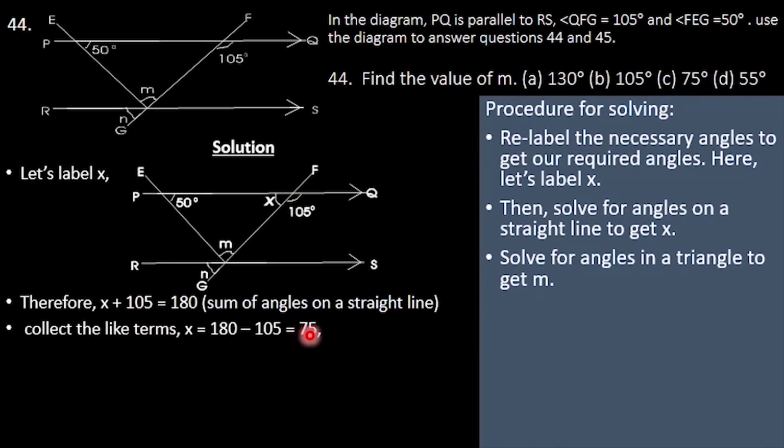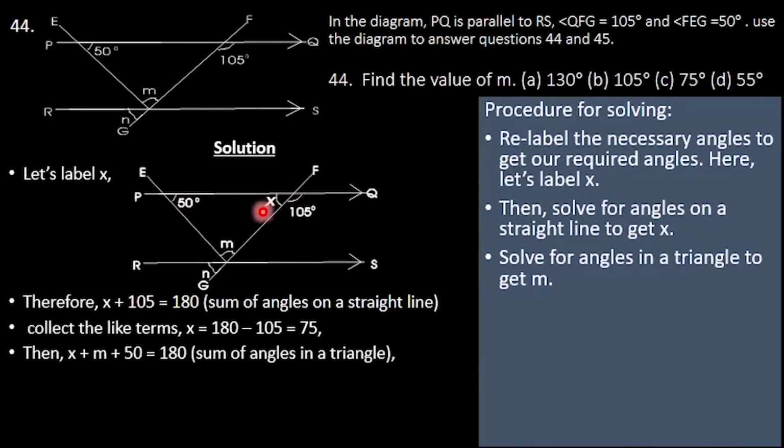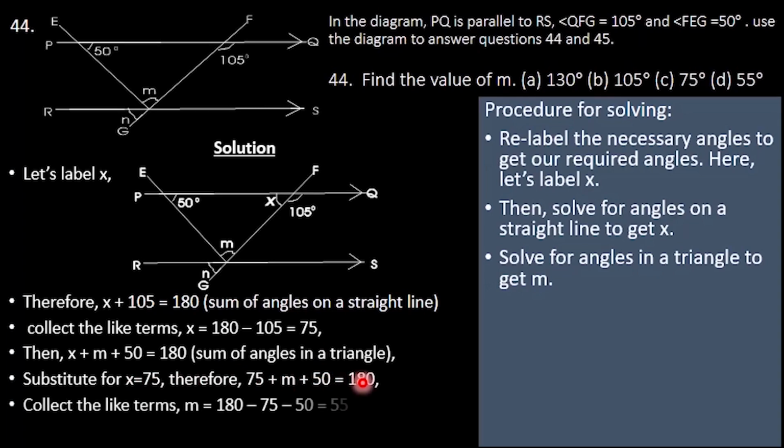Then you will say 50 degree plus s degree plus m degree. They are inside the triangle. Therefore, you will now say the sum of these three angles is equals to 180 degree. Sum of angles in a triangle. Then substitute for x equals to 75. Therefore, 75 plus m now plus 50 degree is equals to 180 degree. Then collect like terms. You now have m is equals to 180 degree minus 75 degree minus 50 degree, which is equals to 55 degree. Our m now is equals to 55 degree.